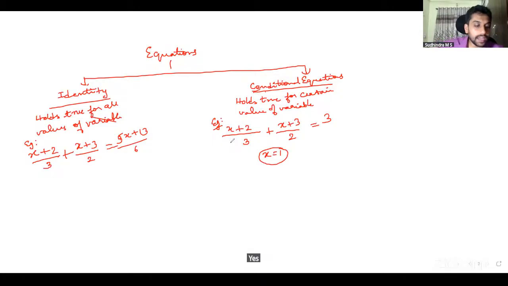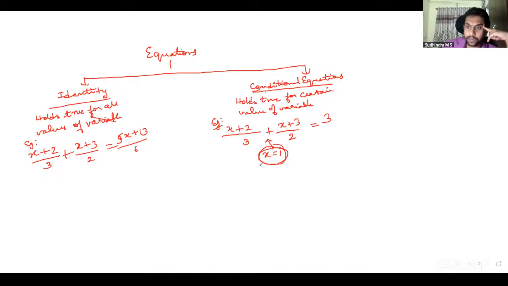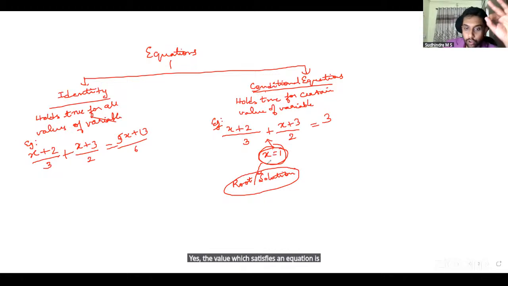Yes. Now, in any equation, when we find out the value which satisfies that equation, what is this called? A root. Solution. Root or solution. Yes, the value which satisfies an equation is called root or solution. How many roots or solutions we will have depends on what type of equation we have.